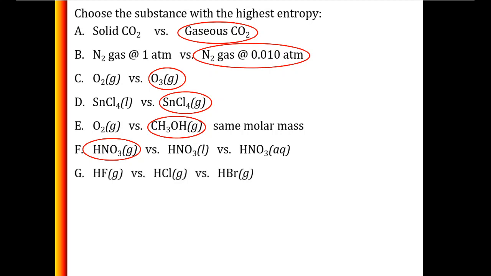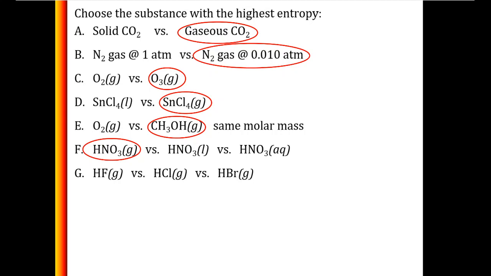Okay, one more. So here we have gaseous hydrofluoric acid, gaseous HCl, and gaseous HBr. So hydrofluoric acid, hydrochloric acid, and hydrobromic acid. This time we want to look at what's different between these. We always have two atoms per molecule, but what are we doing? We're changing the halogen, increasing from the lightest halogen down to a heavier halogen. So we've increased the mass and increased the size.